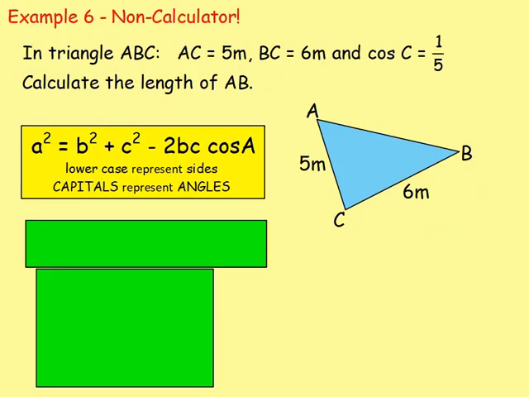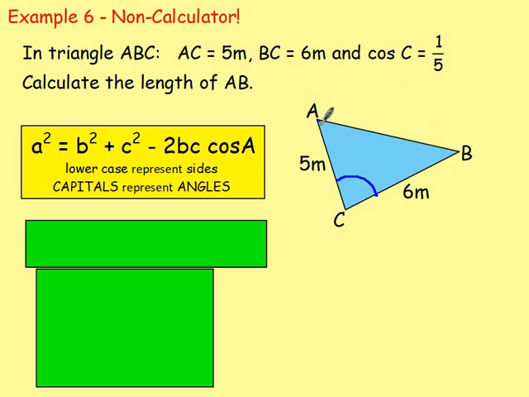And to finish off, example 6, let's try a non-calculator problem. Non-calculator? Yes, non-calculator. Let's see if you can do it. So in triangle ABC, AC is 5 meters. We can see that there. BC is 6 meters. And the cos of angle C, so the cos of this, is going to be 1/5. Work out the length of side AB.